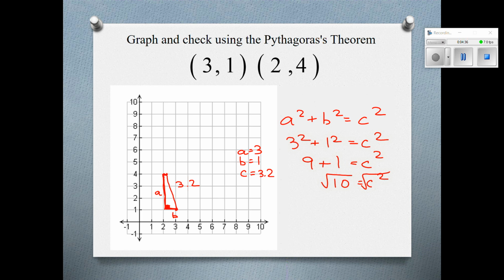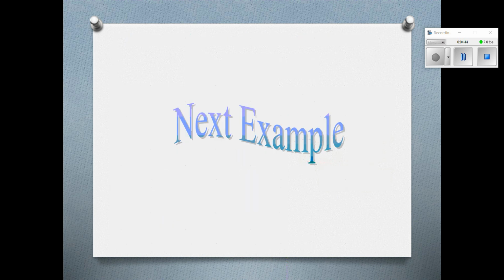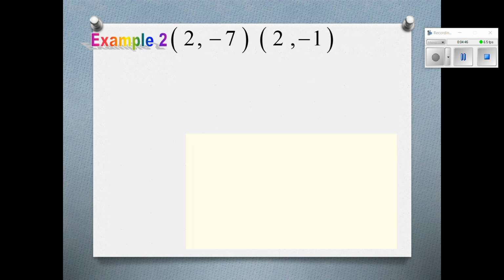So notice when you use the distance formula, all you're doing is figuring out the hypotenuse of a right triangle that you created from those 2 points. Okay, so let's try again.